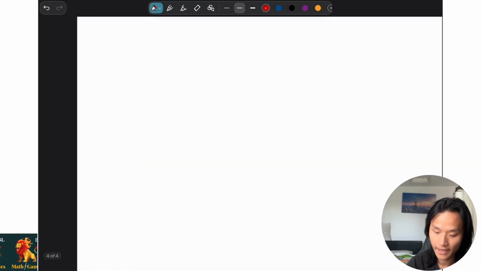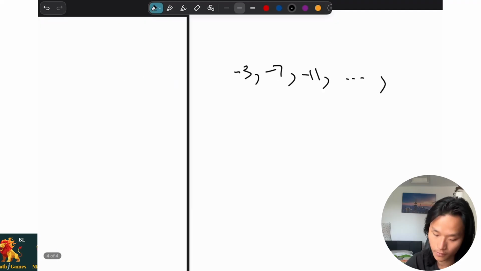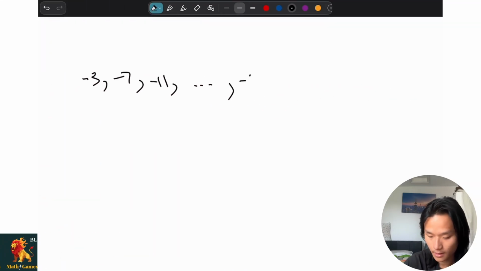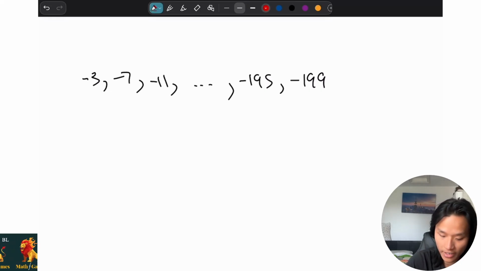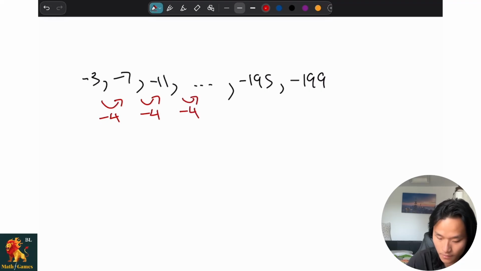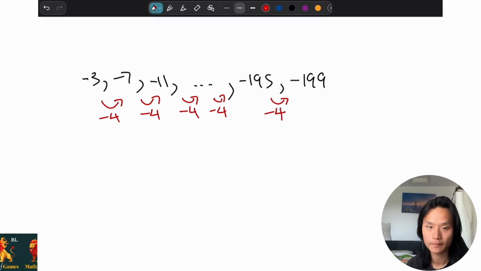So in fact, the whole sequence, the whole arithmetic series is minus 3, minus 7, minus 11, dot, dot, dot, all the way to minus 195, and minus 199. So essentially, this is an arithmetic progression with a common difference of minus 4. So all of these terms, they differ by negative 4.